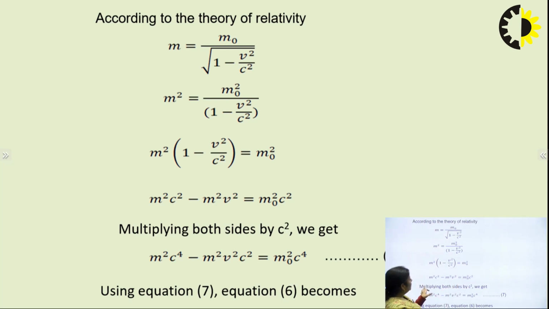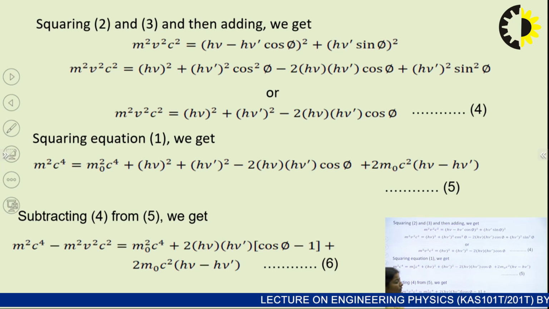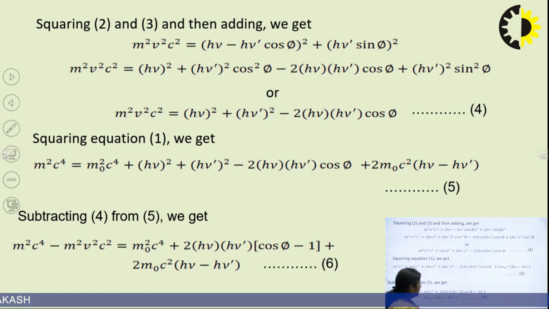All right, and we multiply this expression on both sides by c square. So what do we get? m square c to the power 4 minus m square v square c square is equal to m naught square c to the power 4. This we have given the name equation 7. But what happens when we obtain this? We can see very carefully that we have obtained somewhat this part here also. You can see this expression. So that is why we were doing all those calculations. So we are able to obtain this same expression by equation 7.